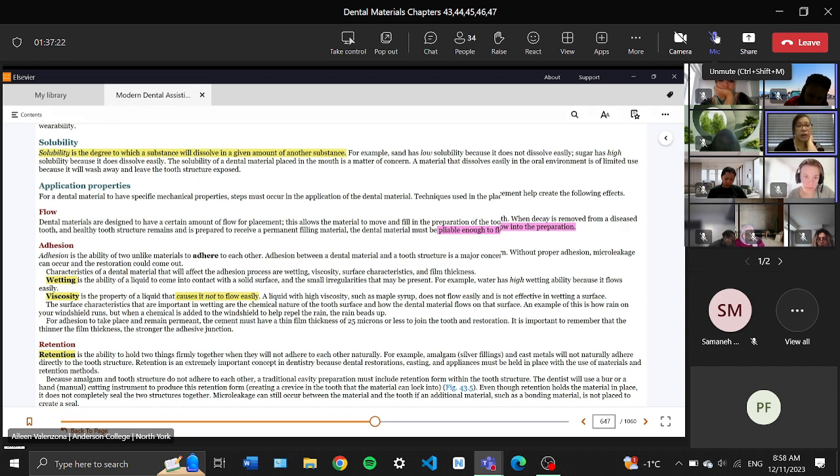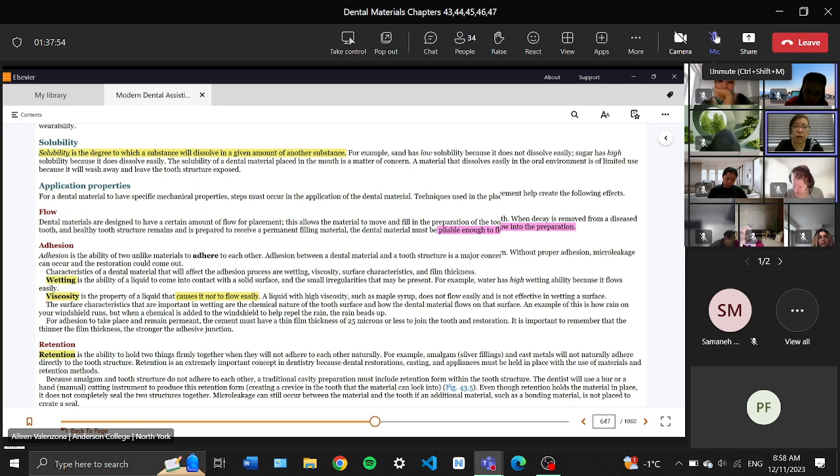Adhesion is the ability of two unlike materials to adhere to each other. So adhesion means to hold two different materials. Adhesion between dental material and the tooth is a major concern. Not all materials will adhere or be compatible with the tooth structure. That's why we need to find out, oh, when I use this one, it is not going to hold with the tooth. So we need to know.